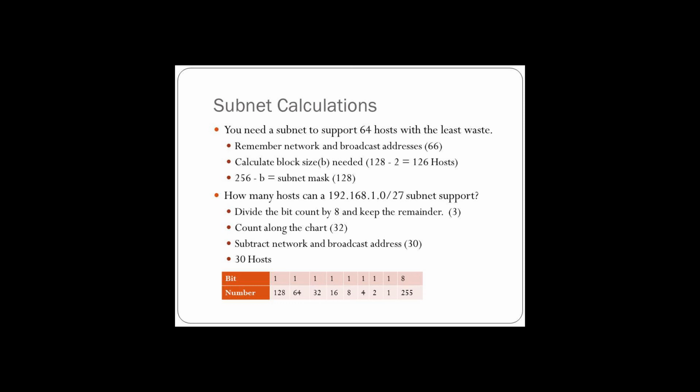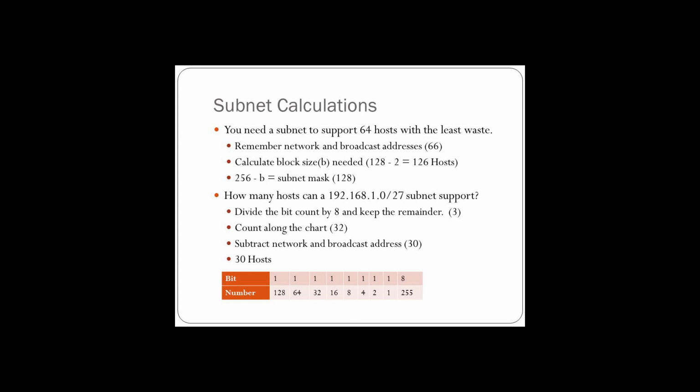The next subnetting problem asks us how many hosts can a 192.168.1.0/27 subnet support. We'll first take the bit mask and divide by 8 to find out our octet. We hold on to the remaining 3 and find the third value on the chart from left to right, which is 32. Since we now know our block size, we can then subtract 2 for our network and broadcast address, and we will get 30 for our block of host IP addresses.